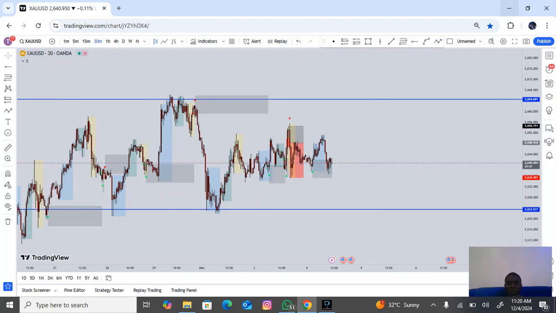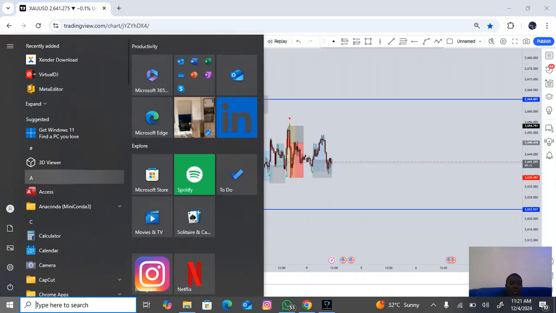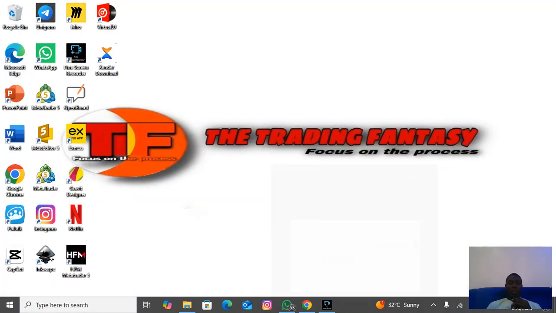I'll not be able to add it right here because I already have two indicators on my chart, and those two indicators are the maximum I can have. These indicators, we also have them on MT5 and MT4, right? So these are the ones on TradingView, and let me quickly go to MT5 so I can explain some of the indicators, the moving average.